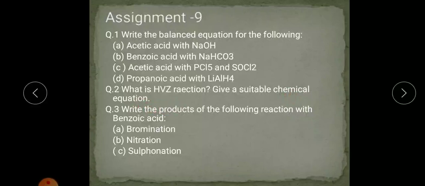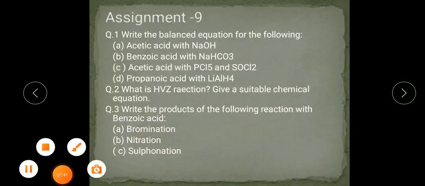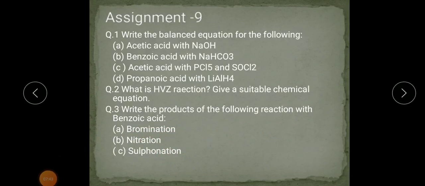And question number 3 will be: write the products of the following reactions with benzoic acid: bromination, nitration and sulfonation. So you will write down the equations for this. Complete this assignment and send it to my mail.